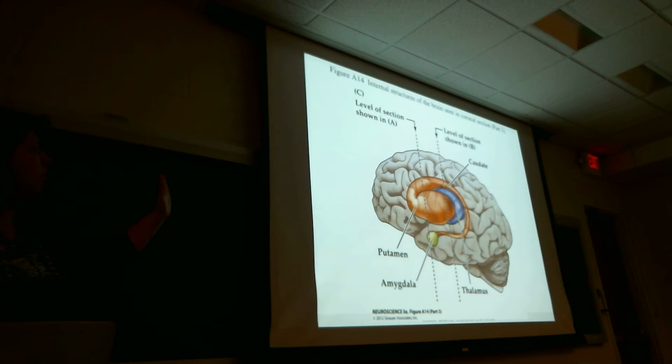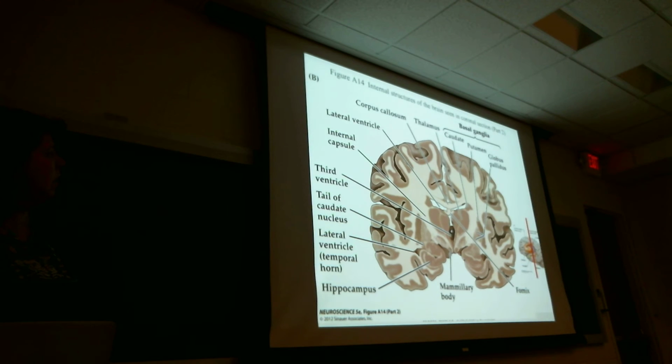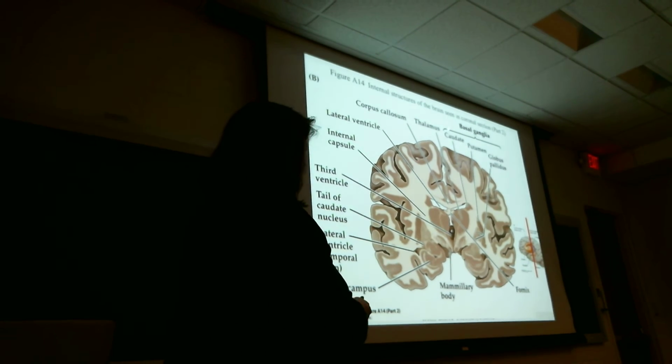Now, if we move a little bit caudal and cut another cross-section, it looks a little bit different. We have some similar structures, so we still have the cortical lobes. We still have the corpus callosum. But now, let's see if I can see this. The caudate is just this little section right here. The putamen is over here.